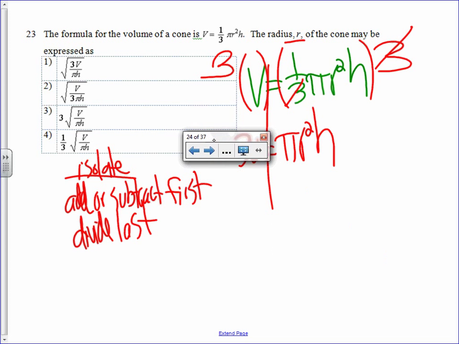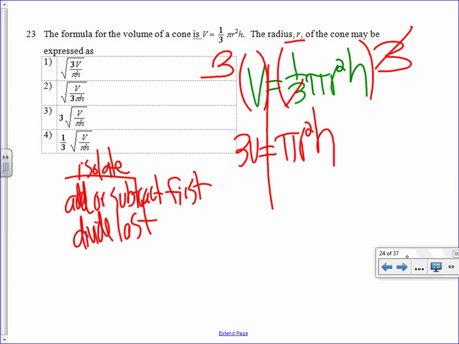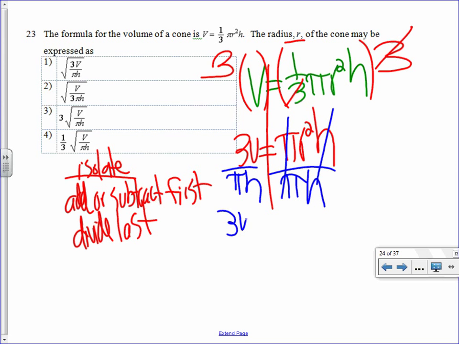That works. I'm going to block out the other side. I don't see a plus or a minus, so I'm not adding or subtracting, so I have to divide. What do I need to get rid of? Well, the only thing I see besides the r is the pi and the h. So I'm going to divide by pi and h to both sides. I can't divide them, so I leave it as 3v over pi h equals r squared.